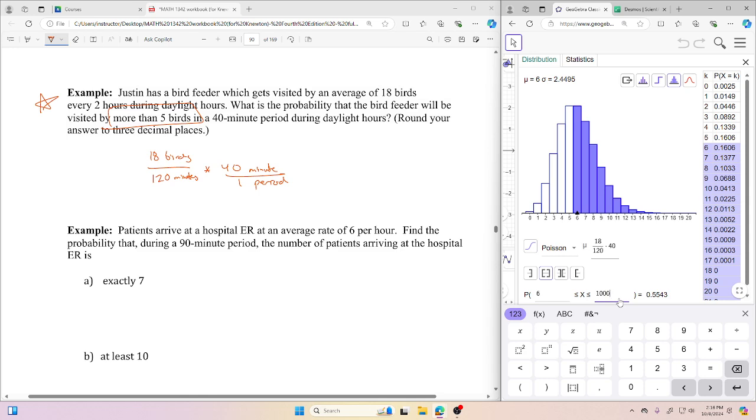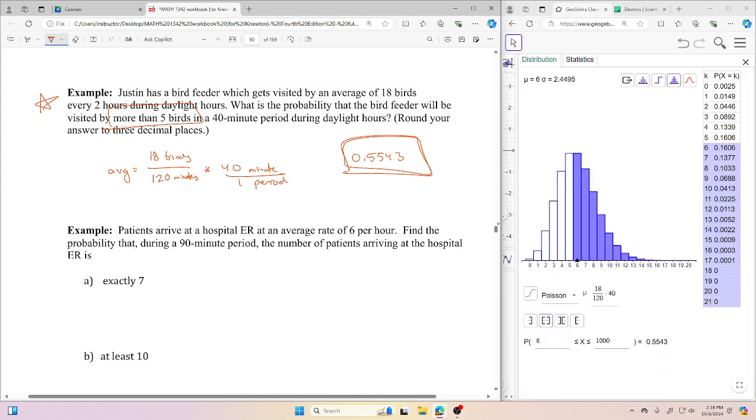That must be a horror film. Call of the Birds. Well, we got our answer. It's .5543 is my probability of that happening. So again, what we're trying to find is the average. And once we have the average, we plug it in and we do whatever we want in GeoGebra. Cool? Okay, awesome.